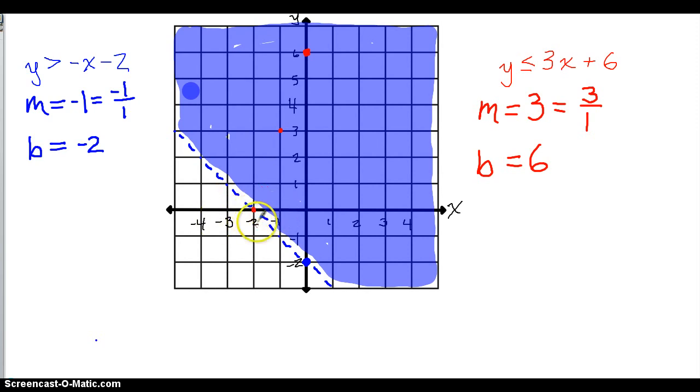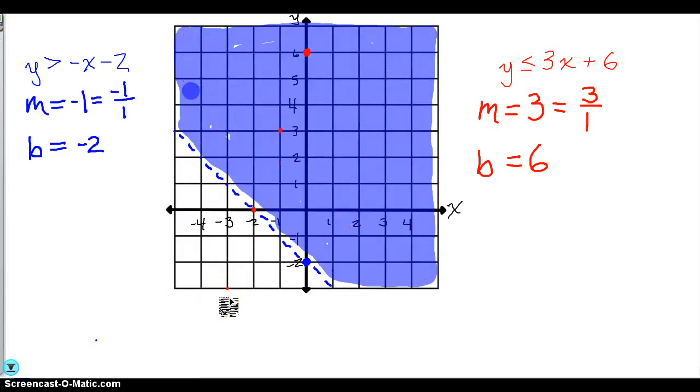And then I can keep doing that. Down 1, 2, 3, left 1. Alright, so now I've got pretty much the whole graph laid out. I'm going to cheat when I'm drawing this line. Now we still need to see, is it going to be dashed or solid? It will be solid, and it'll be solid because it's got this underline, this or equal to piece.